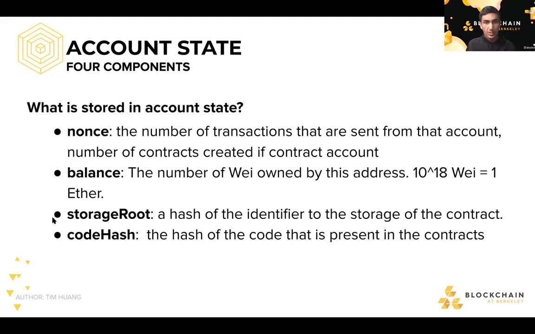There's also a storage root, which is the identifier to the storage of the contract, and there's a code hash, which is the code of the contract that's hashed. So depending on what type of account it is, these are the parameters that are stored in the account.